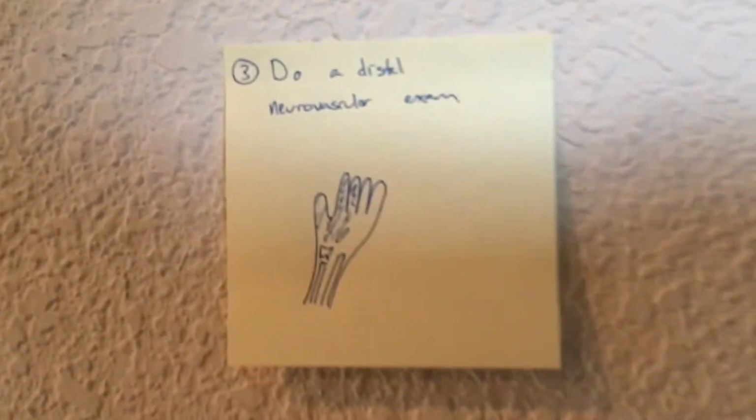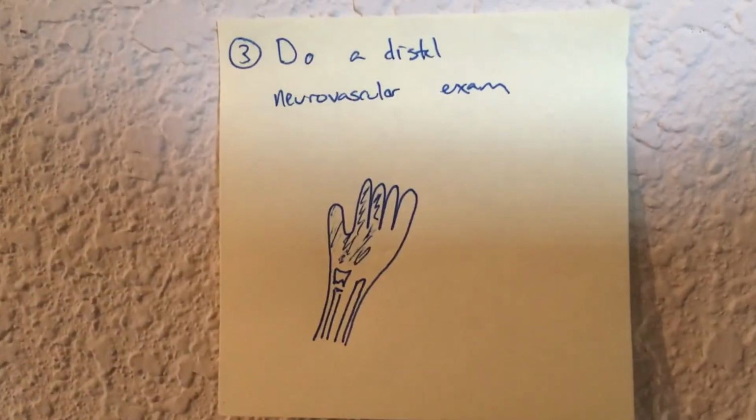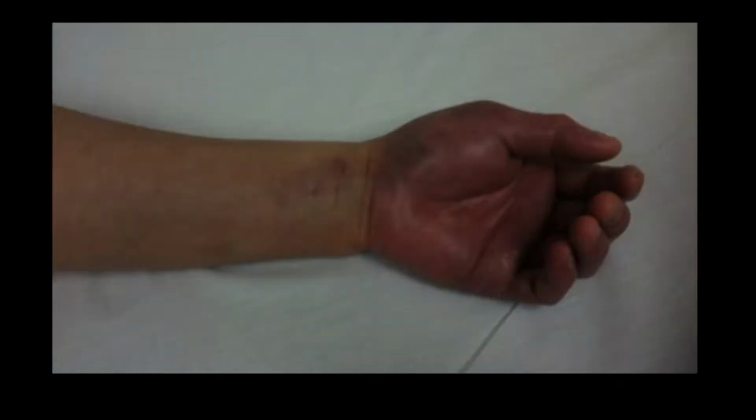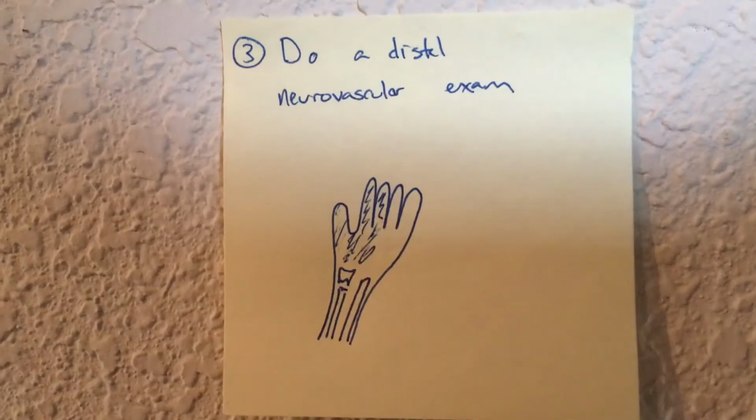Commandment number 3, thou shalt do a distal neurovascular exam. Here you see radiographs that show a distal radius fracture with some volar angulation and anterior displacement. But this is what that patient's hand looks like. You can see the blue color of their skin, and I will tell you that their skin was cool and pulseless. Without a good neurovascular exam, you're clinically in the dark.